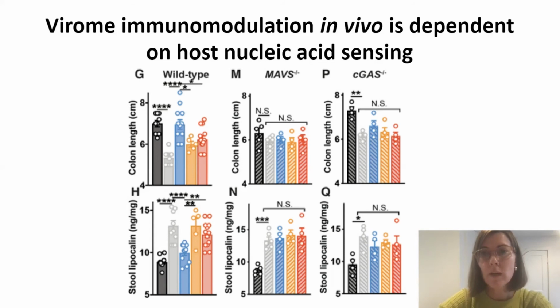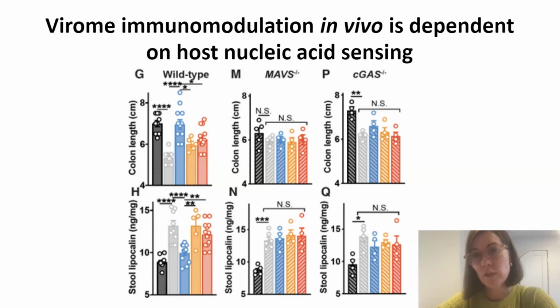And so we took either MAVS knockouts that cannot signal downstream of the RIG-I or MDA5 viral sensors, or cGAS knockouts which cannot sense DNA. And in both cases, MAVS knockouts or cGAS knockouts, we really lost any immunomodulation by these human viruses that we were delivering via gavage to these mice. So we didn't see really any effect of these human viromes in the absence of either RNA sensing or DNA sensing.